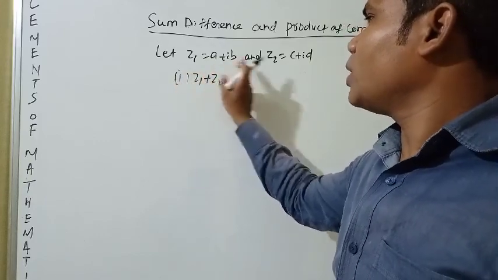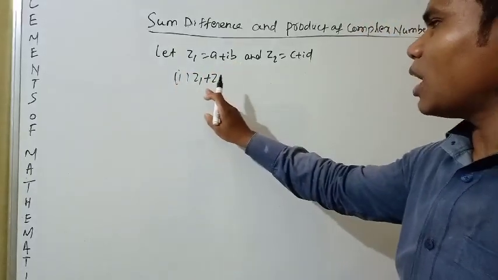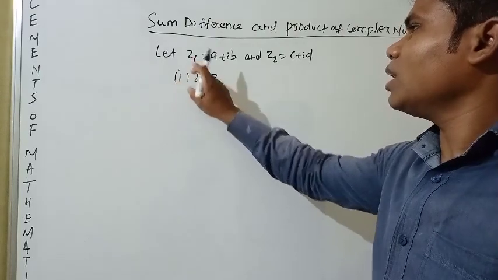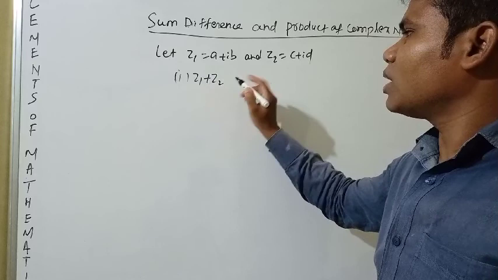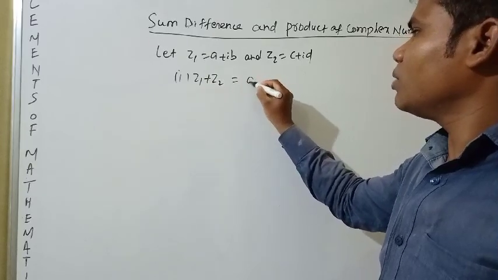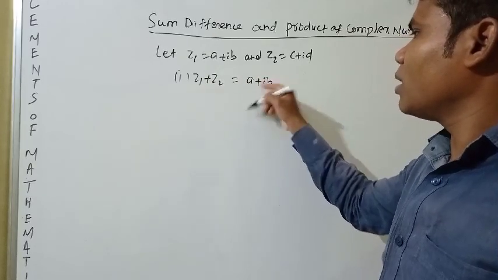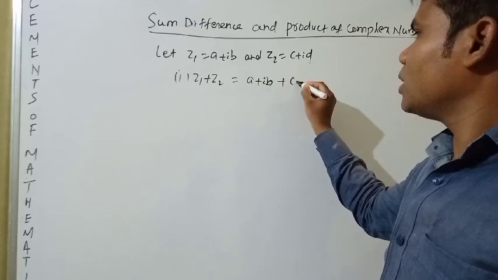Z1 is a complex number, Z2 is another complex number. I will add Z1 and Z2. Then if you add Z1 plus Z2, this is called a sum. That is how much? You see A plus IB plus C plus ID.